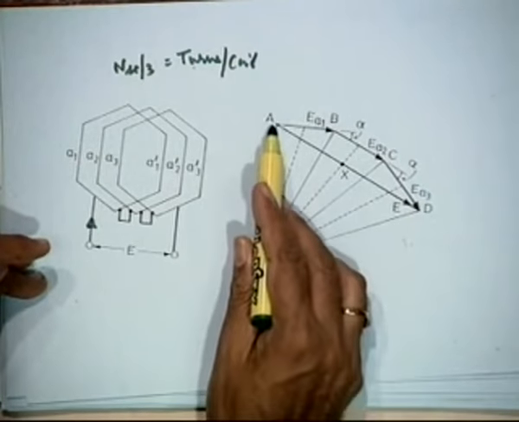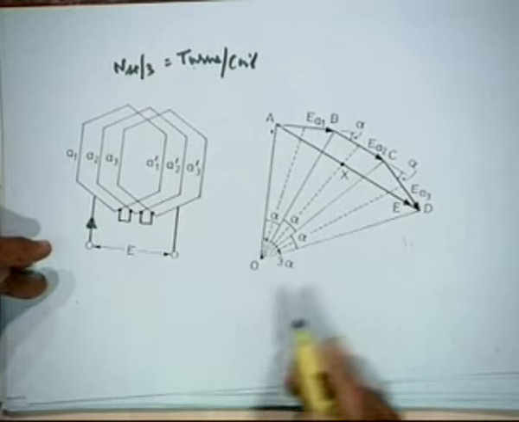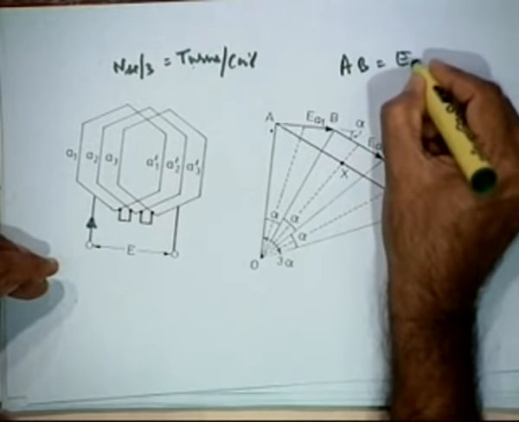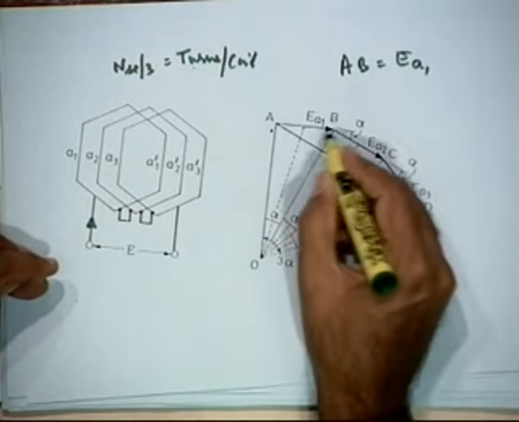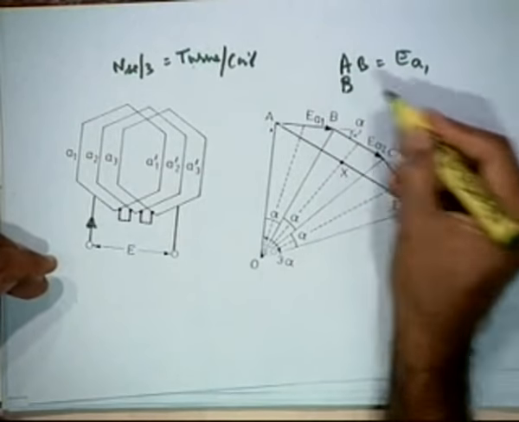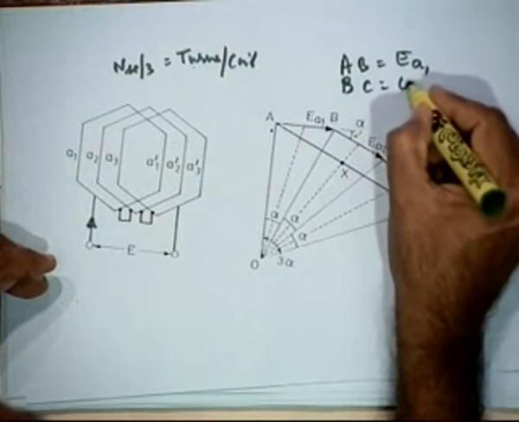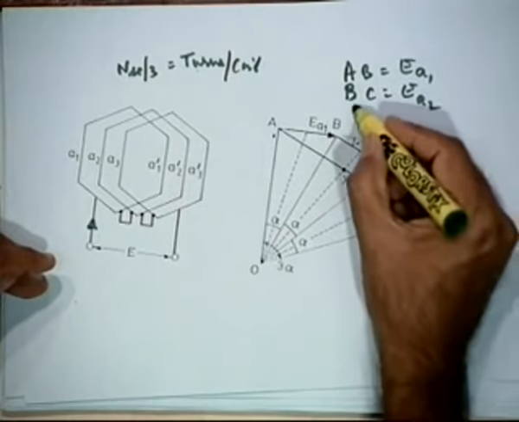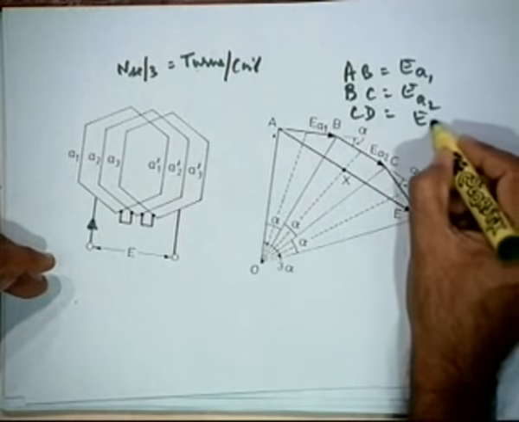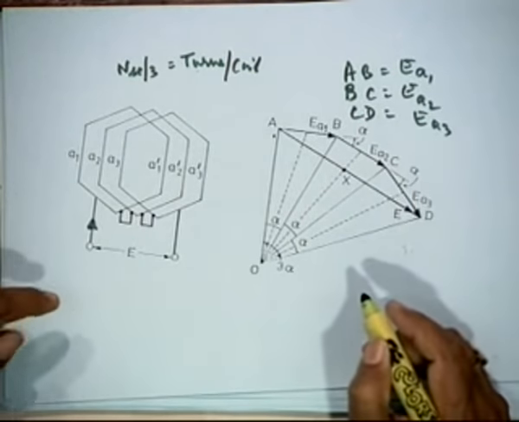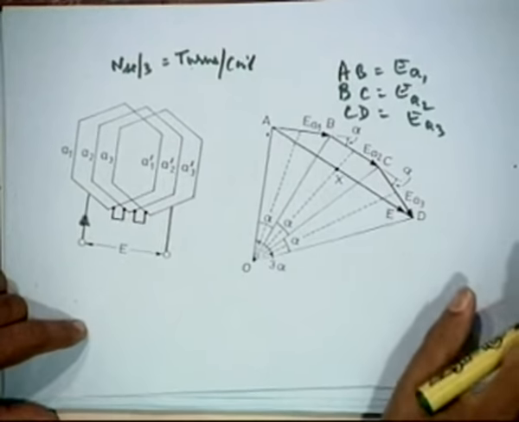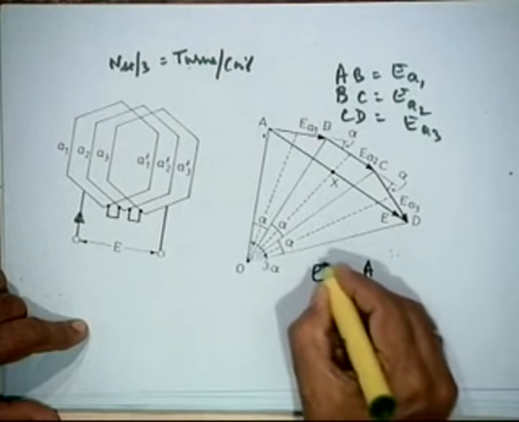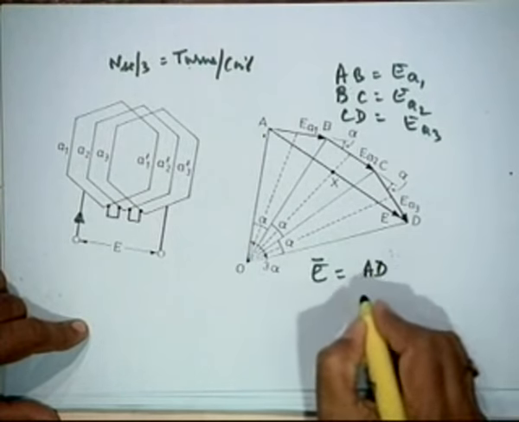Now what is the resultant voltage AD? AB is the voltage across E1, that is the coil A1. Let us say BC is EA2, as is shown here, and CD is EA3. What is the net voltage here? It is the vectorial sum, which is AD. E is nothing but that phasor AD, their vectorial sum.